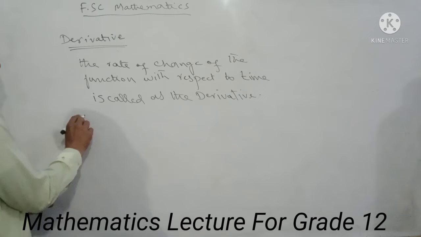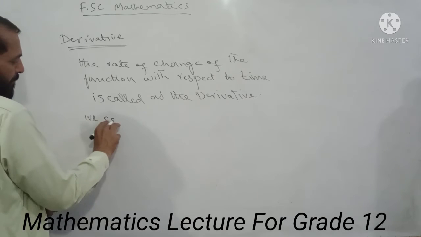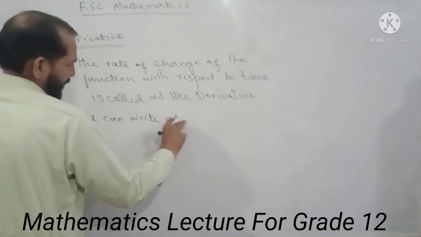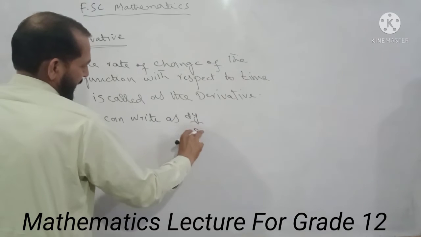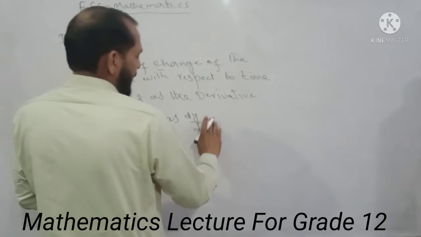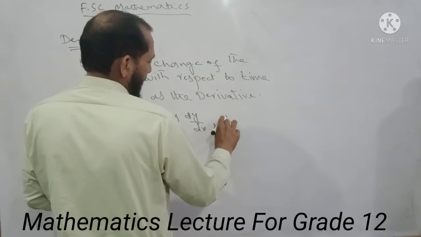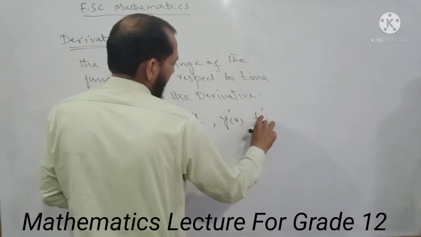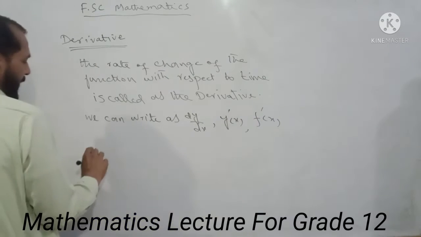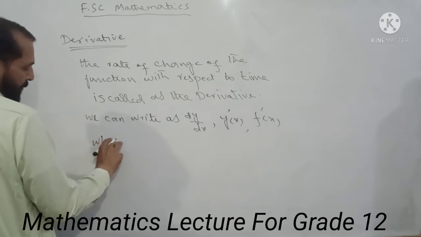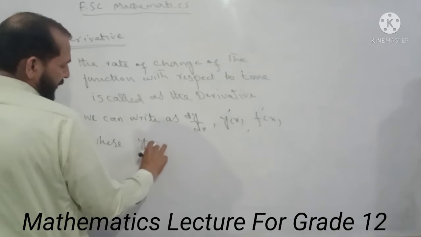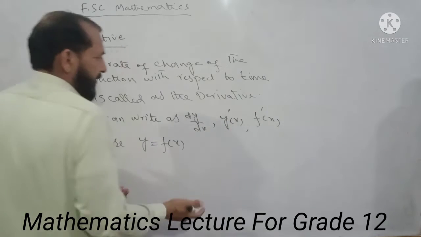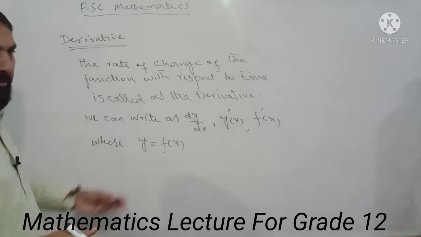So we can write it as dy over dx, or y dash, or f dash of x, where y is equal to f of x. We can write it as y dash or f dash of x. This is the definition of the derivative.